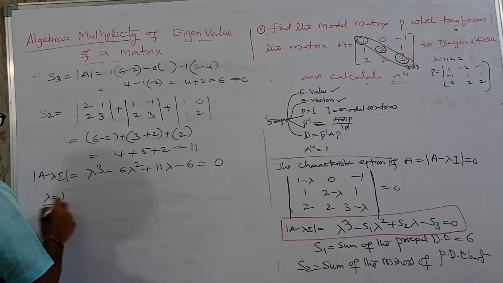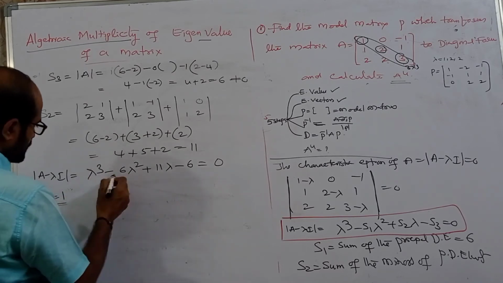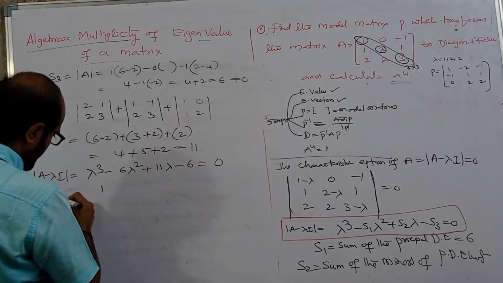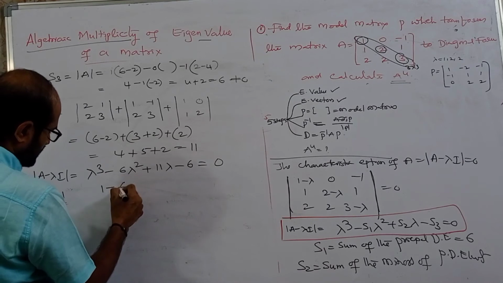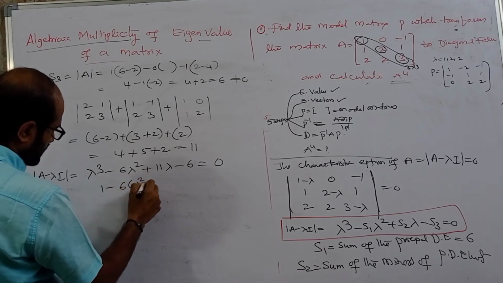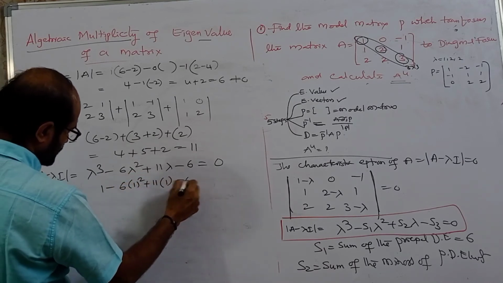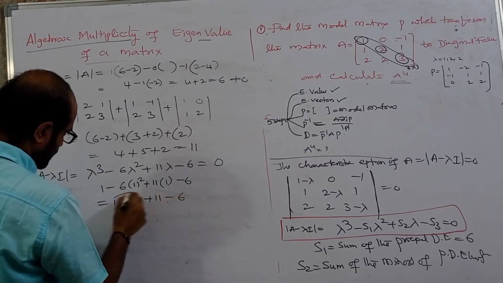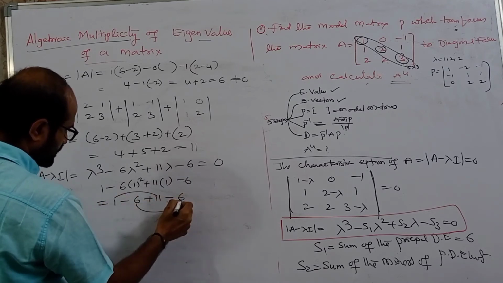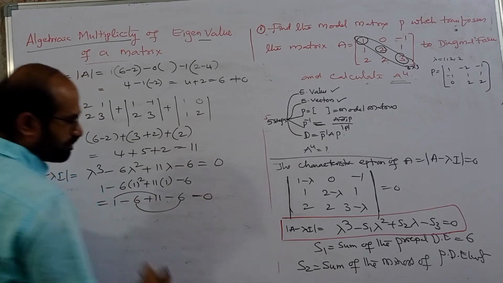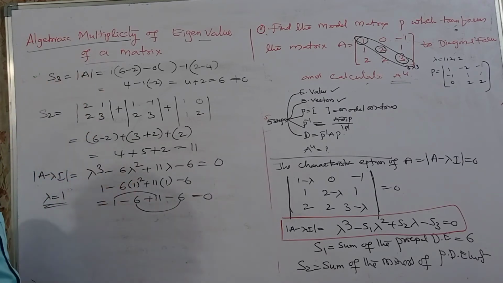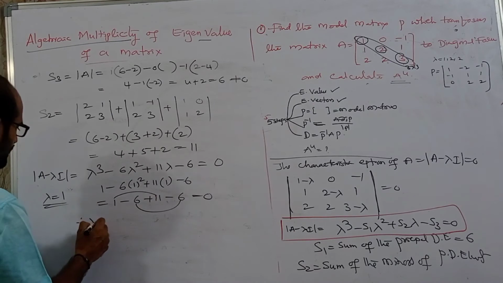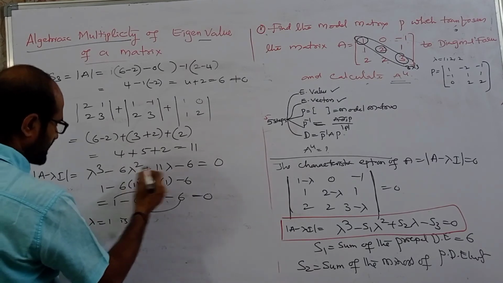I will substitute first lambda equal to 1 in this. Lambda is 1, so 1 minus 6 into 1 square plus 11 into 1 minus 6. What is this? 1 minus 6 plus 11 minus 6. 1 plus 11 is 12, minus 6 plus 6 is minus 12, equal to 0. So plus 12 minus 12 equal to 0. It means lambda equal to 1 is satisfying this equation.